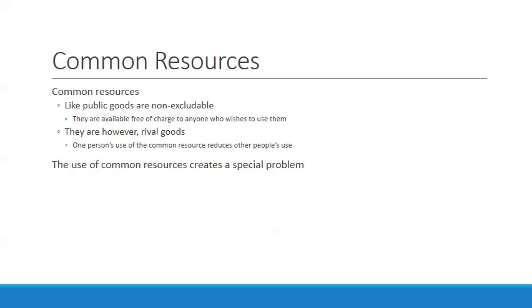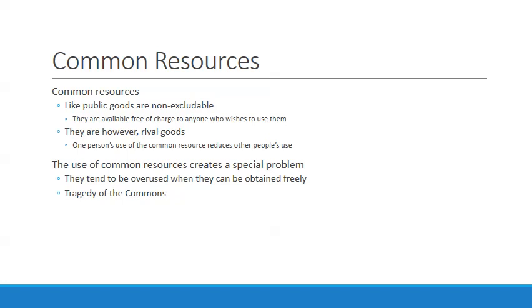So the use of common resources creates a special problem. They tend to be overused when they can be obtained freely. And that's kind of the thing here, that anyone can gain access to them. Now, the problem with that is that they tend to be overused when that occurs. So, do we basically just revamp this whole thing? Do we prevent people from just freely accessing these resources? In some cases, it's not that easy.